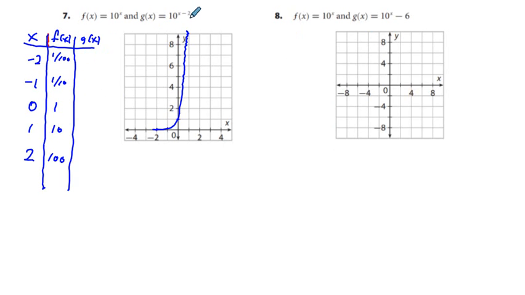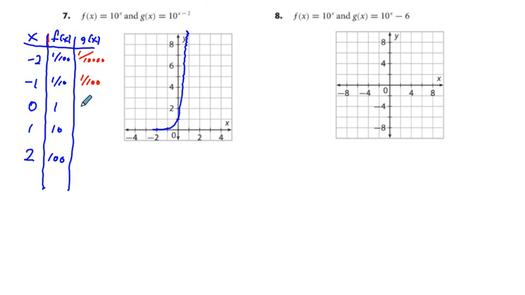the g of x. We have g of x equals 10 to the power of x minus 2. So if we plug in negative 2, we're going to get 10 to the negative 2 minus 2, which will be 1 over 10 to the 4th. So that's 10 to the negative 4th, which is 1/10,000th. So I put 1/10,000th here. If we plug in negative 1, we get 10 to the negative 3rd power, which is going to be 1/1,000th.